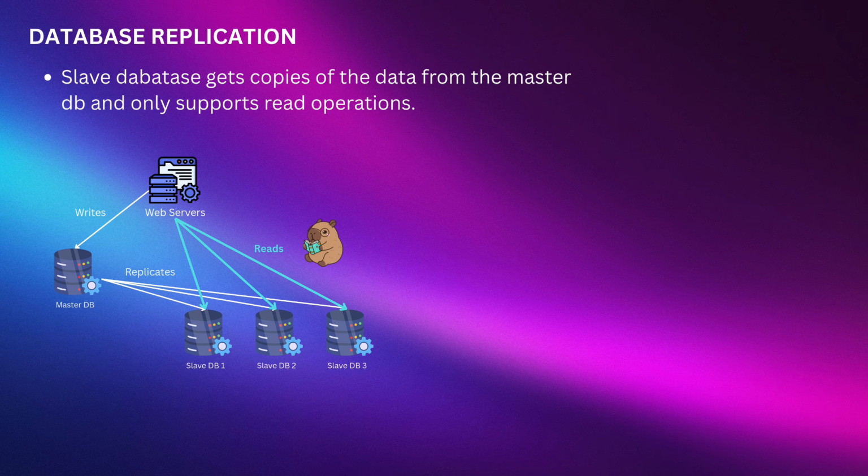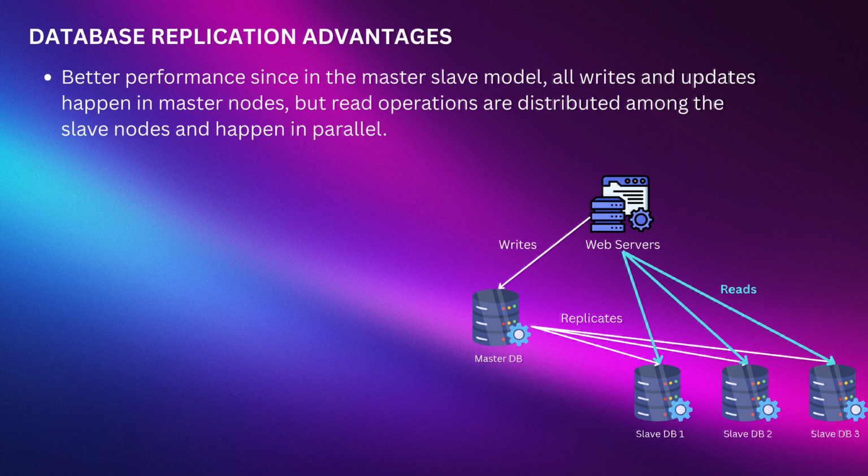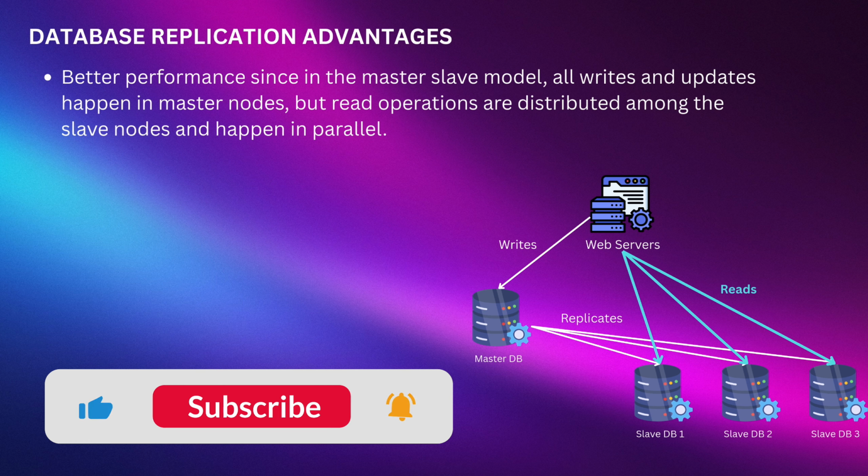Now let's talk about some of the advantages of database replication. It offers us better performance because in the master-slave model, all writes and updates happen in master nodes, but read operations are distributed among the slave nodes. Therefore, we have an improvement in performance as it allows more queries to be processed in parallel.